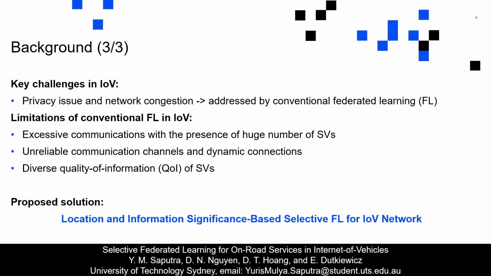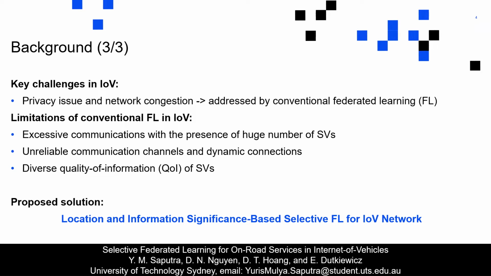This kind of issue has been addressed by conventional federated learning, in which each smart vehicle can train on the sensing data locally, and then only send the trained model to the cloud server for global model aggregation. In this case, the smart vehicles do not need to share the raw data with the cloud server. However, conventional federated learning also has some limitations when implemented in IoV networks.